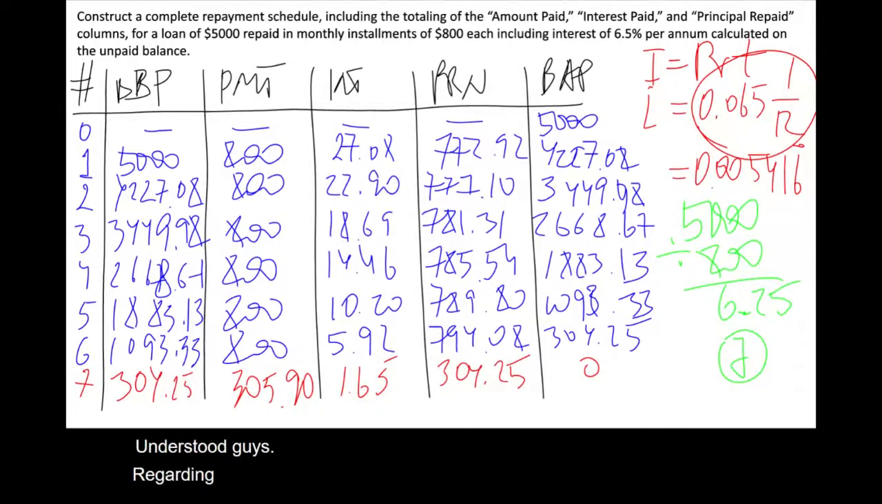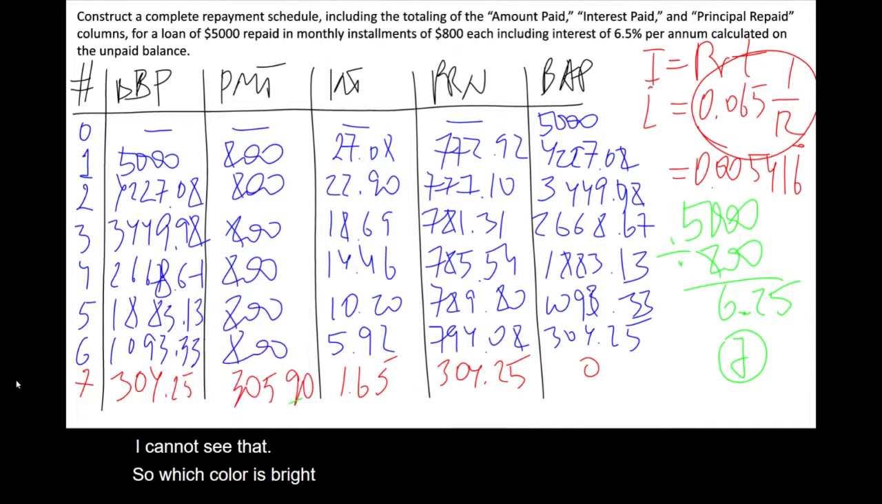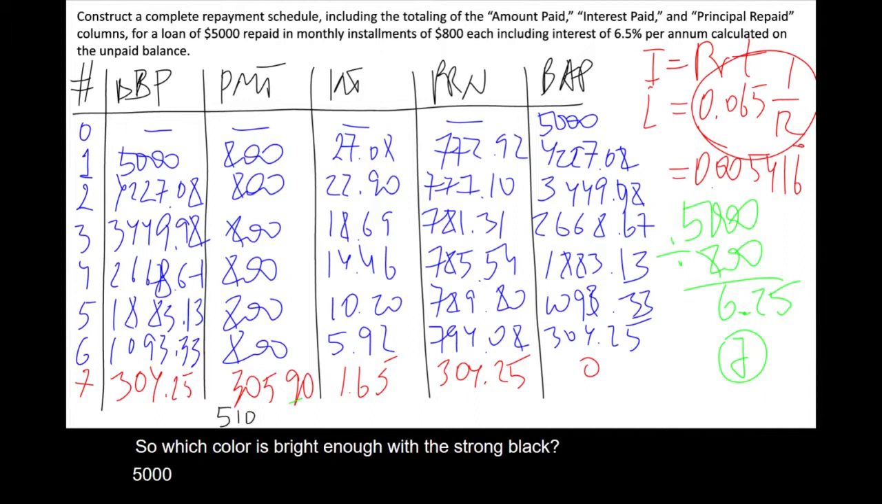Now regarding totaling, so 800 times 6 plus 305.90, that's $5,105.90. Wow, it's really hard to see. I cannot see that. So which color is bright enough? Maybe let's try black. $5,105.90.